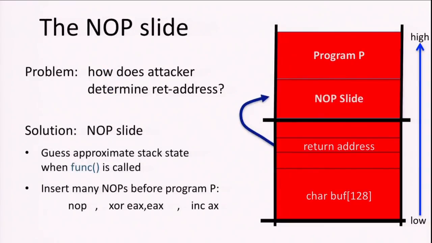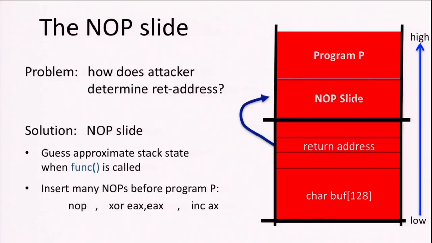So in order to avoid exactly accurately calculating the program P's location, what they can do is they can put a lot of nops or no-op instructions, and therefore it can roughly calculate the return address. So if the return address ends up at a nop, then it will keep executing those nops, and then eventually will reach the beginning of program P.